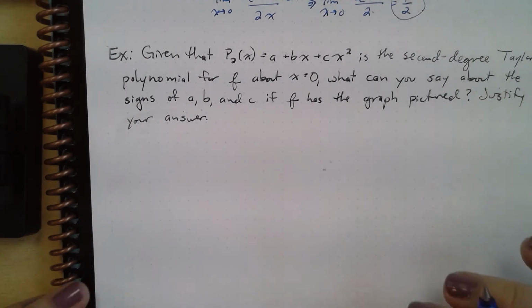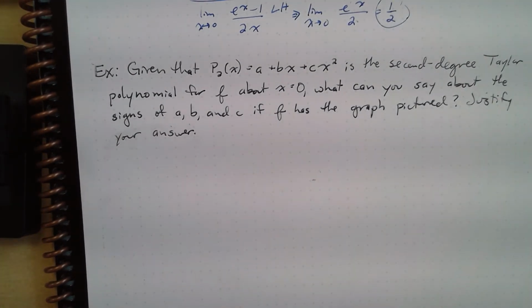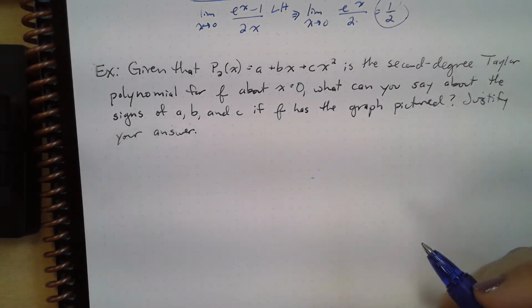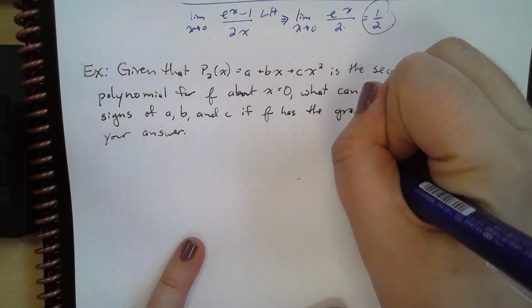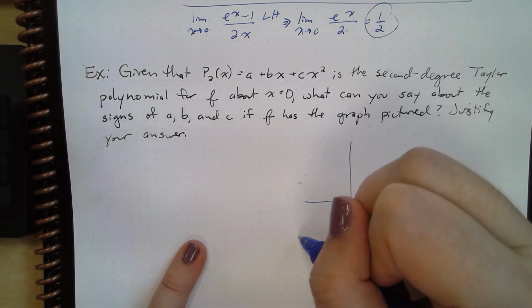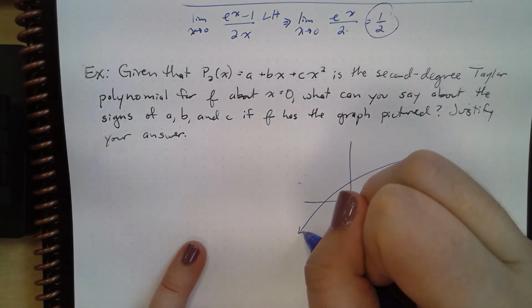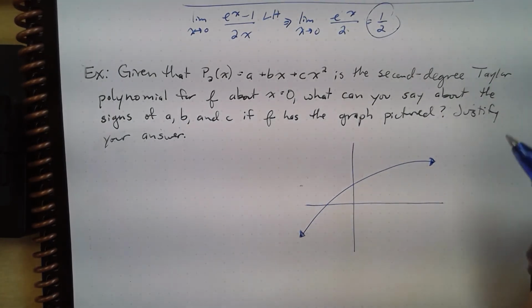Given that p sub 2 of x equals a plus bx plus cx squared is the second degree Taylor polynomial for f about x equals 0, what can you say about the signs of a, b, and c if f has the graph pictured? Justify your answer. Well, it would probably help if I actually had this picture, right? All right, I'm going to draw it out here. So we've got this graph, and it looks like this. I just forgot to draw it. Okay, so we've got this graph.